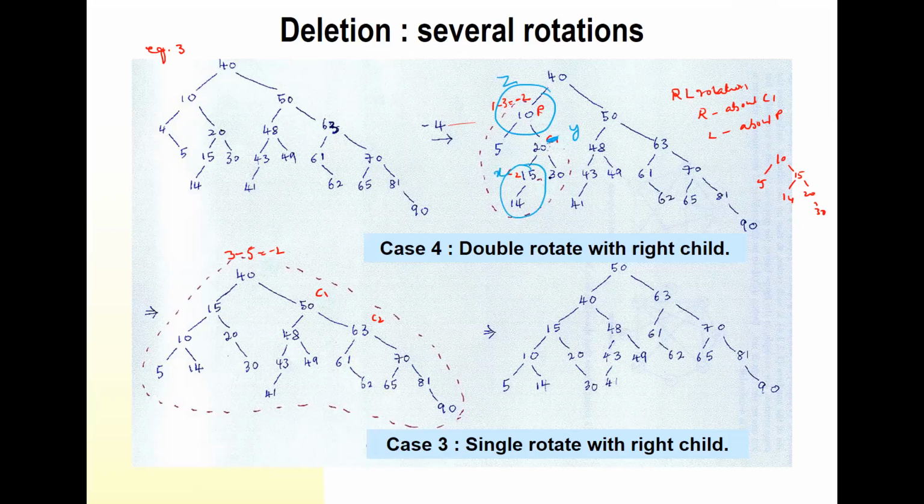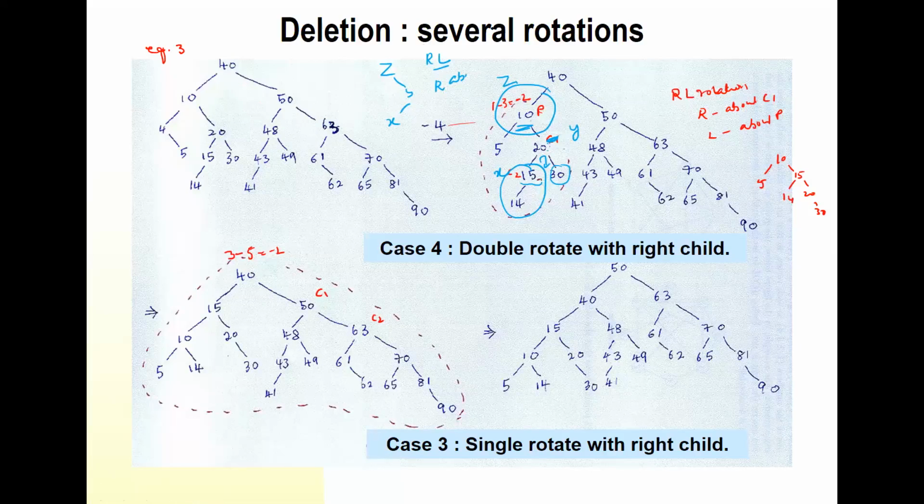This will become equal to x node. 30 won't become x; 15 becomes equal to x. This is the concept of z, y, and x: double rotation. The first rotation is right and left, RL rotation. First will be a right rotation about y, that is about 20. Then the next rotation will be about your z, that is the node 10.